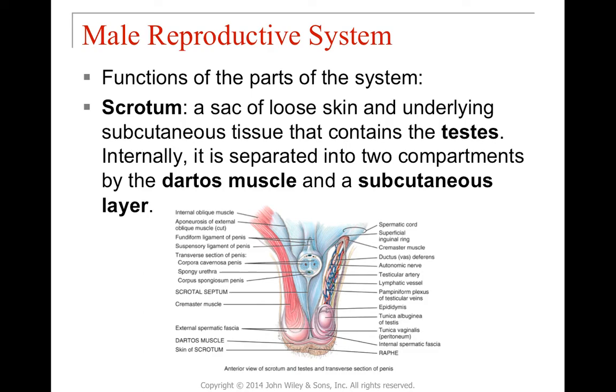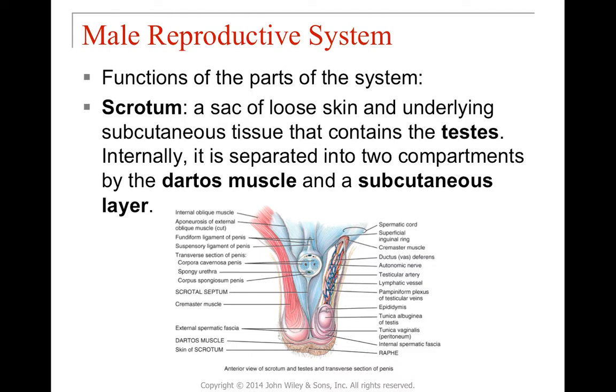Inside the scrotum, it's going to be separated into two separate compartments, and it's separated by something called a dartos muscle and that subcutaneous layer. So this here is the dartos muscle, and that's responsible for contraction of the testes up into the inner body cavity if the men get too cold, or descent if they are too warm, so that the sperm can end up maturing at the correct temperatures.